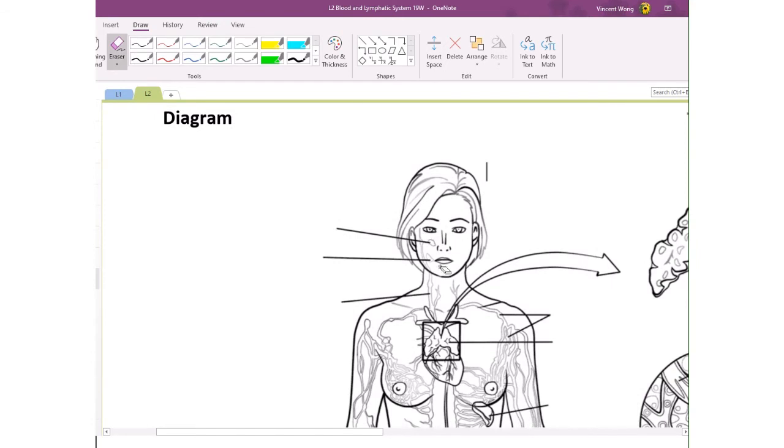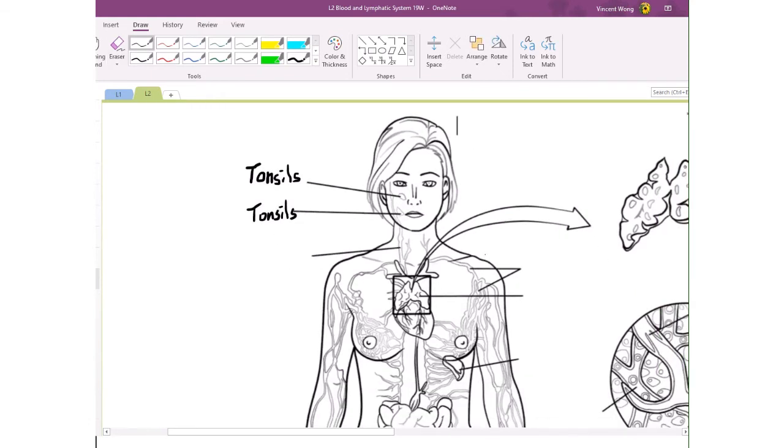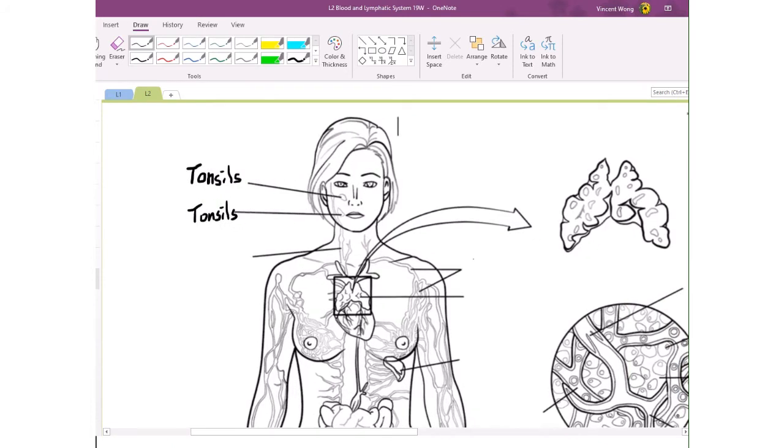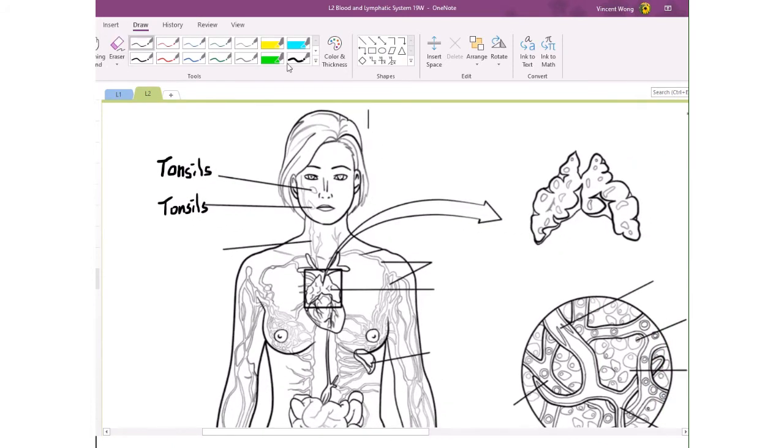Okay, so in the head area we have tonsils. We actually have 3 pairs of tonsils. Some are in the back of the throat, some are at the back of the nose, and we will take a closer look at where they are when we get to the PowerPoint slides again. They do have different names, and we'll get to it when we get there.